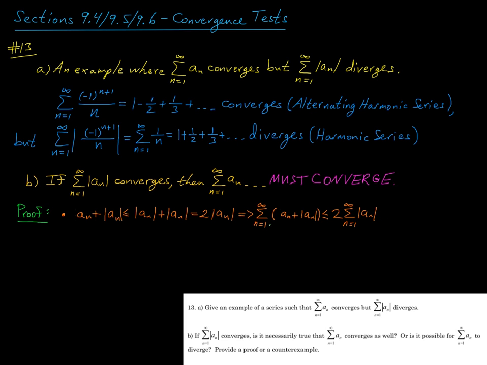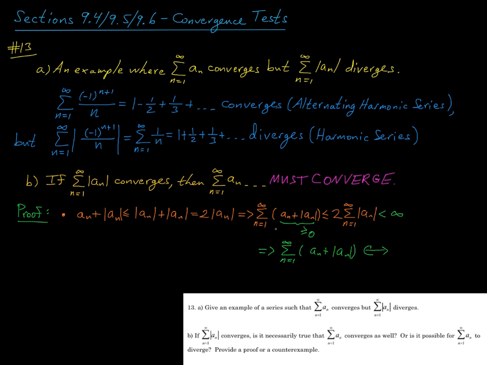We'll start by noticing the following string of inequalities. First, a sub n plus its absolute value can be no larger than the absolute value of a sub n added to itself, simply because a sub n is always less than or equal to its own absolute value. So I'm just replacing this a sub n with its absolute value. Adding the absolute value of a sub n to itself just gives us 2 times the absolute value of a sub n. Now I'm just summing up these terms, and since all of them individually are less than or equal to these things, we have that this sum is less than or equal to 2 times the sum of the absolute value of a sub n.